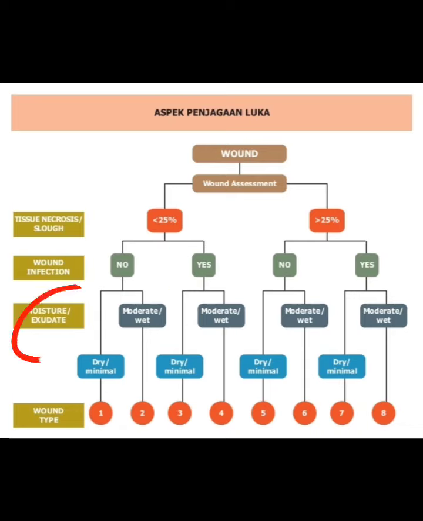Now, what happens with tissue necrosis or slough less than 25% but the wound infection is present? If the exudate and moisture is dry or minimal, the wound type is 3. If moisture and exudate is moderate or wet, the wound type is 4.